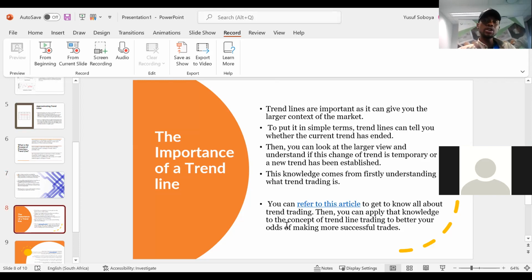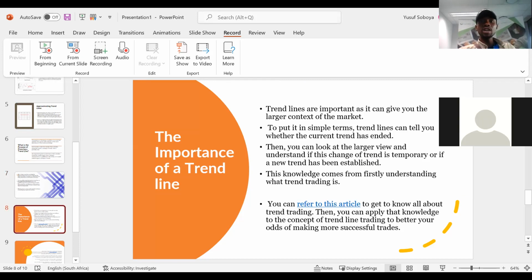Remember, the most important part is to understand where to draw these lines so that we have a clear understanding of where exactly we can enter our trade, take our profit, or put our stop loss. So what is the importance of the trend line? The trend line is important as it can give you the larger context of the market. It tells you where exactly the market is going, where you can enter, where you can close.